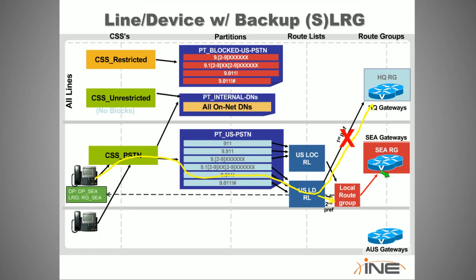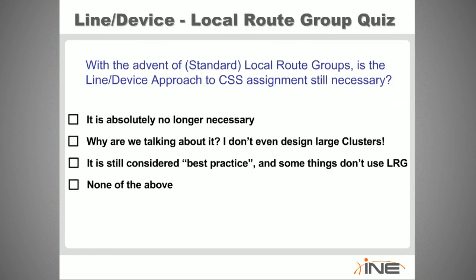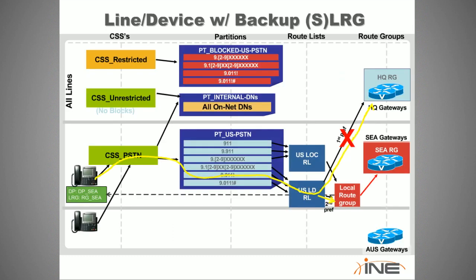There was the route back from the second choice. The local route group goes back to the device pool and found the Seattle gateways. We have one more quiz I put together. So, with the advent of standard local route groups, is the line device approach to calling search space assignment still necessary? Let's go back and look at this.